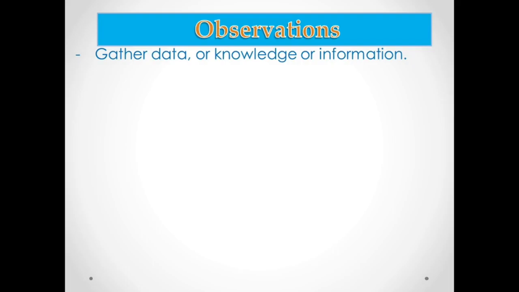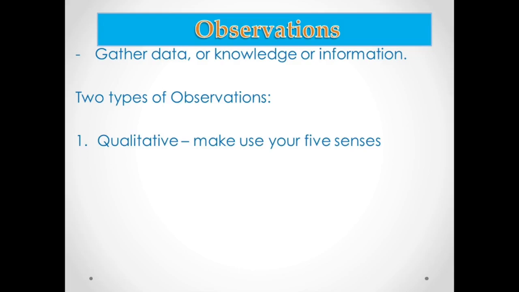In gathering information or data, there are two types of observation here. It could be qualitative, that means you are using your five senses. So in that area, like in the deforested land, what happens to the soil, what happens to the water, just by using your five senses. Then you take down notes of what you have observed in that area.